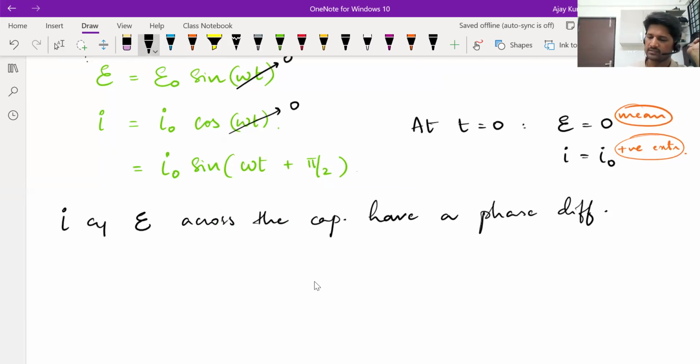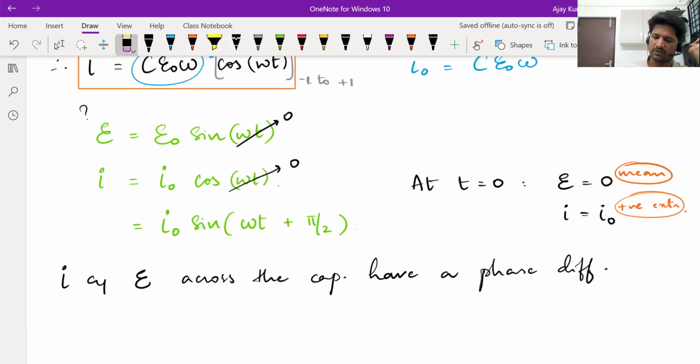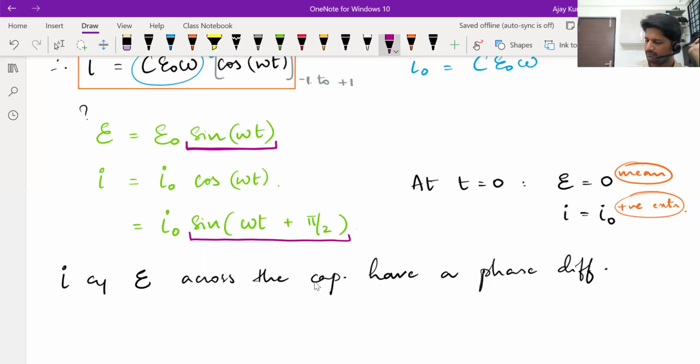And how much is the phase difference? If you ever want to find out the phase difference between two functions, first ensure that the functions are written in similar terms. The EMF function was taken as a sine function, so you have to write the current also in terms of sine function. When we do that, we can clearly see the phase difference. Inside the sine bracket of the EMF function, you have omega t. But in the sine bracket of the current function, you have pi by 2 extra, omega t plus pi by 2. That itself is the phase difference between them.